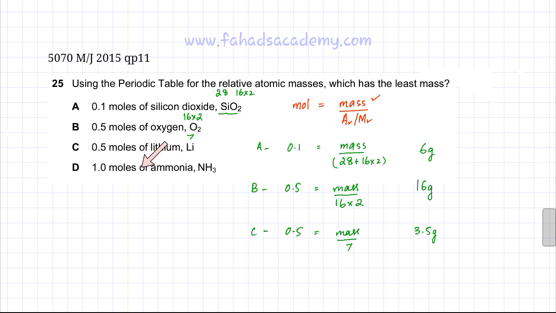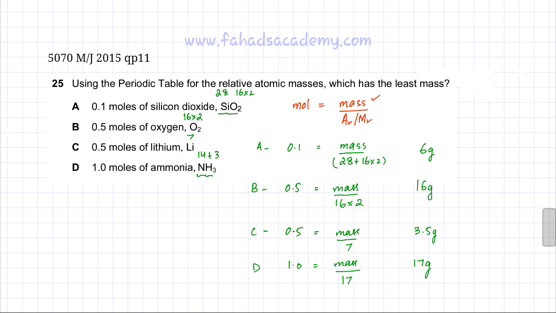D talks about 1 mole of ammonia. Ammonia is NH3. N is 14, whereas it has 3 hydrogens, and hydrogen is 1 in the periodic table, so that's 3. So the molecular mass of ammonia is going to be 17. So for option D, you're given 1 mole. Moles is equal to mass divided by the molar mass, which is 17. 17 times 1 is going to be 17, so that's 17 grams.